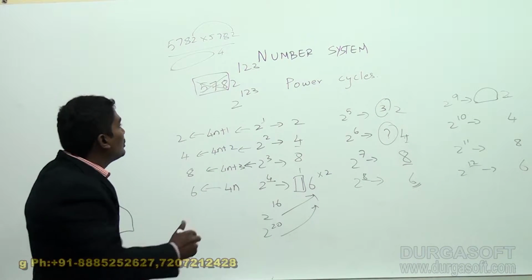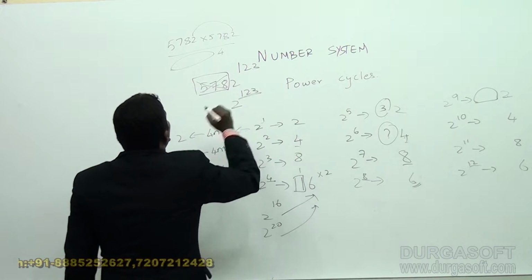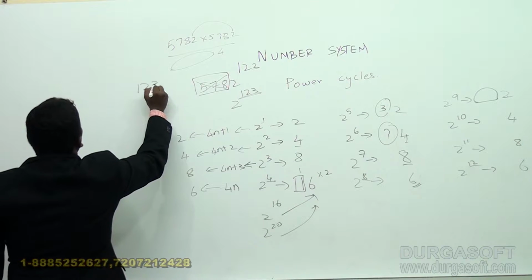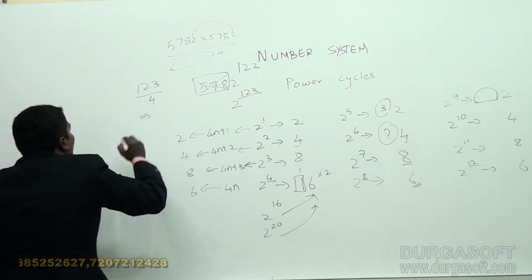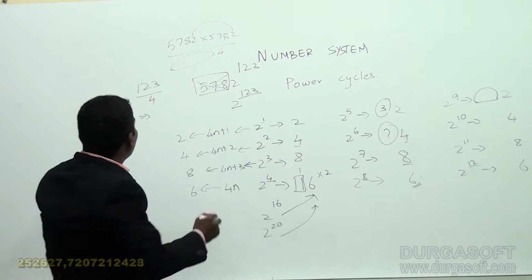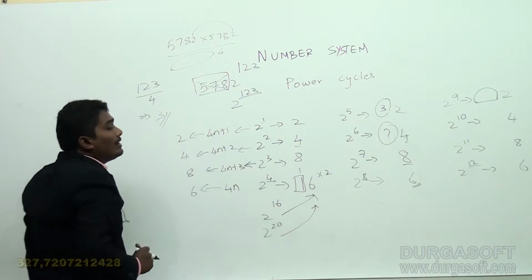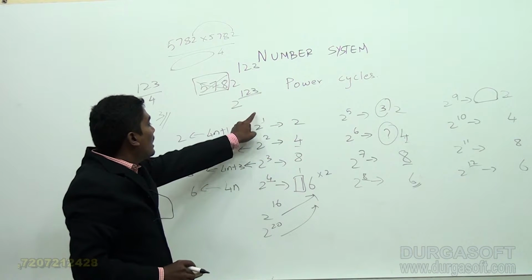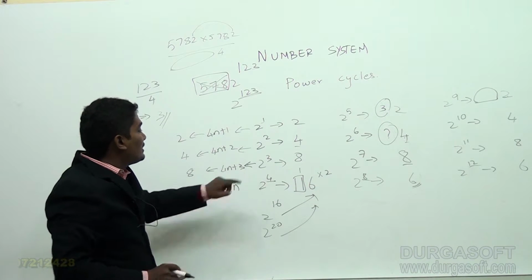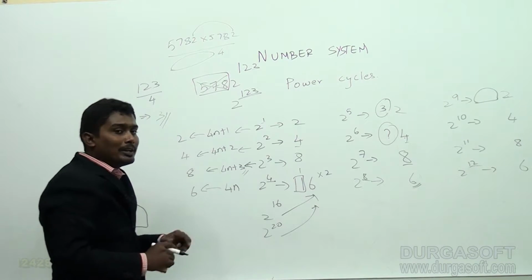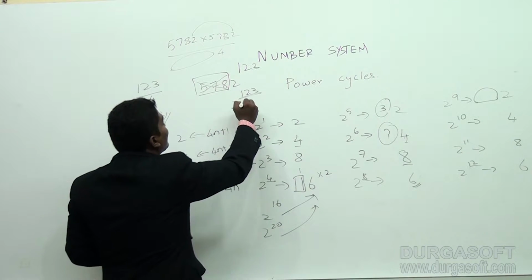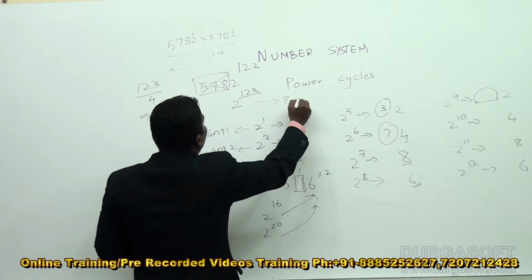So now what I will be doing is dividing this power by 4. So 123 divided by 4, 30 times 4 is 120, I will get a remainder of 3. 3 will be my remainder, which means 2 power 3, or in other words 4n plus 3. For remainder 3, the unit digit will be 8, which means this number will give me a unit digit of 8.